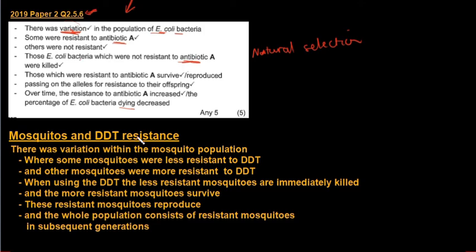Then mosquitoes and the DDT resistance. So once again, you can use this at the top and just replace it with mosquitoes and DDT. So once again, there was variation within the mosquito population, where some mosquitoes were less resistant to DDT and others more resistant. When using the DDT, the less resistant mosquitoes are immediately killed and the more resistant mosquitoes survive. These resistant mosquitoes reproduce and the whole population consists of resistant mosquitoes in subsequent generations. So can you see it's very similar?